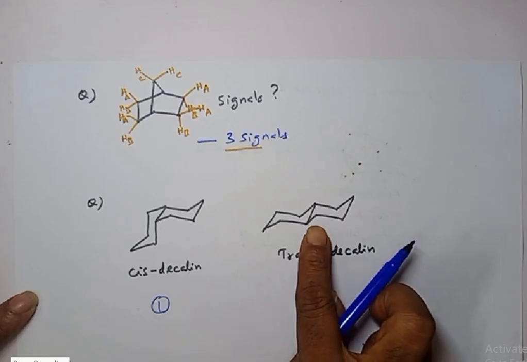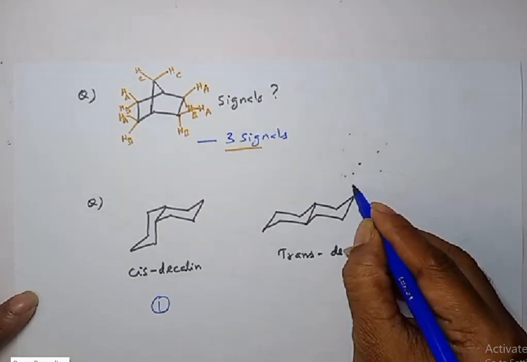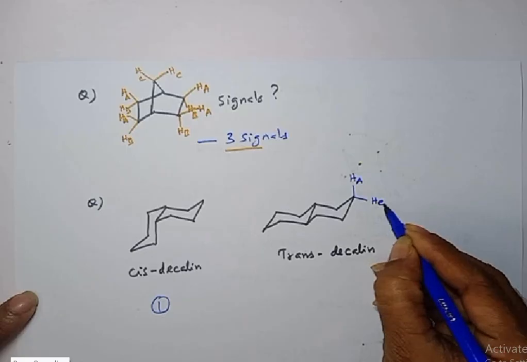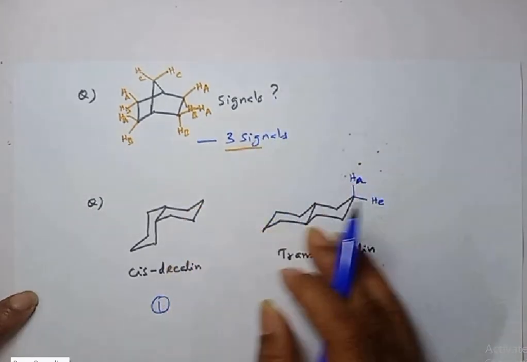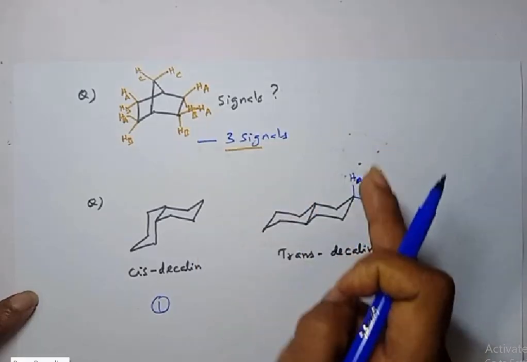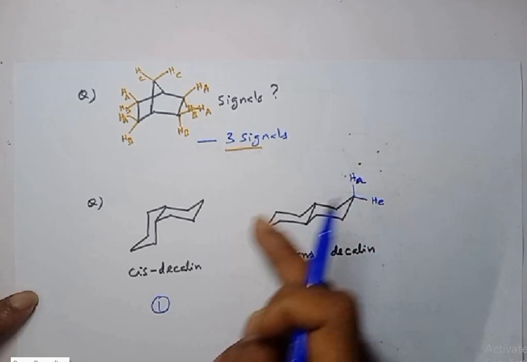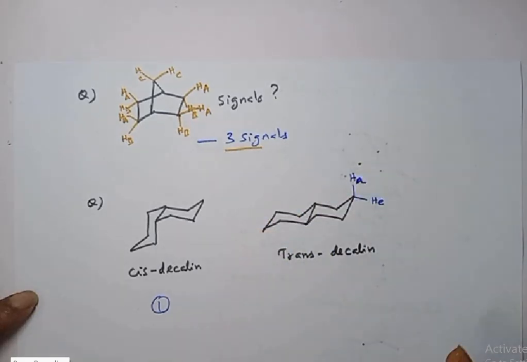Whereas trans-decalin, you all know, is a rigid molecule with axial hydrogens and equatorial hydrogens. Let me take this as axial and this as equatorial. Axial hydrogens are equivalent, they'll give one signal, and equatorial hydrogens are in a different environment, and all equatorial hydrogens are equivalent, they'll give another signal. So for trans-decalin, we get 2 signals in the proton NMR spectrum.